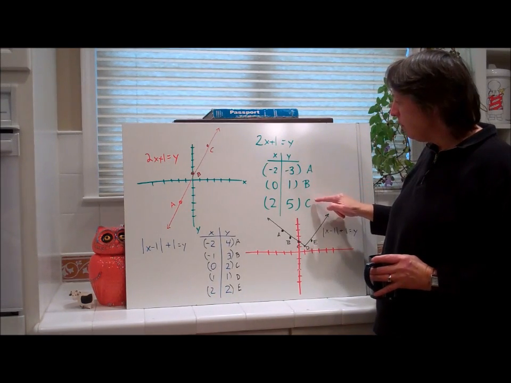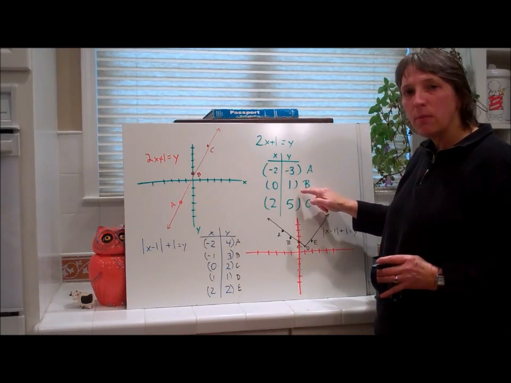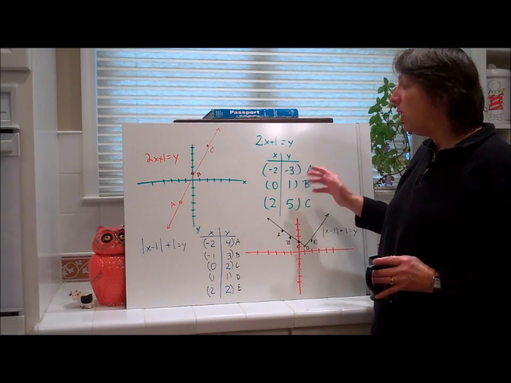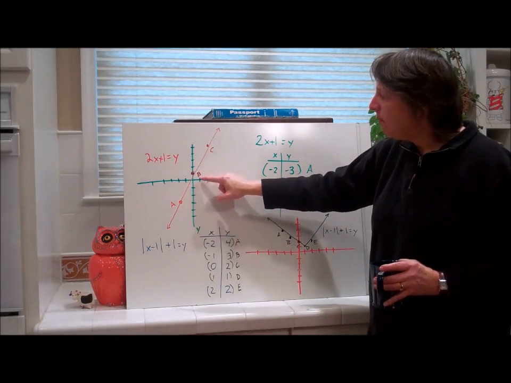Notice that I label my points. Now, I put parentheses around my coordinate points. You don't have to, okay? But you can. Then I have A, B, and C.